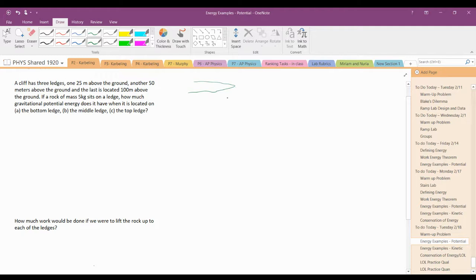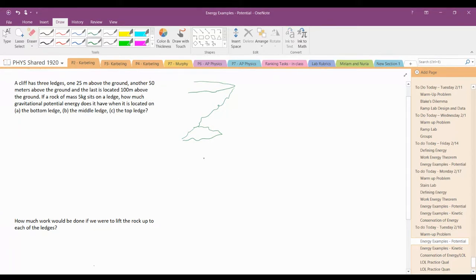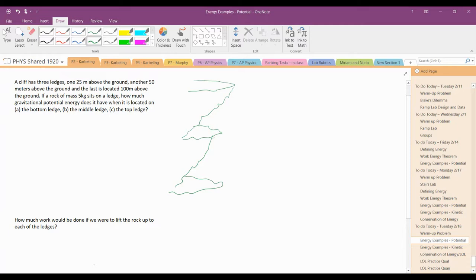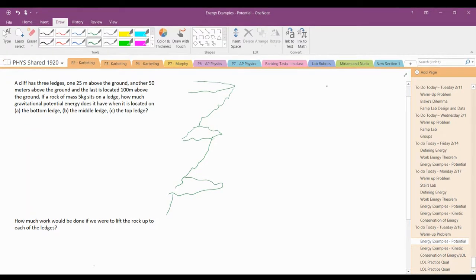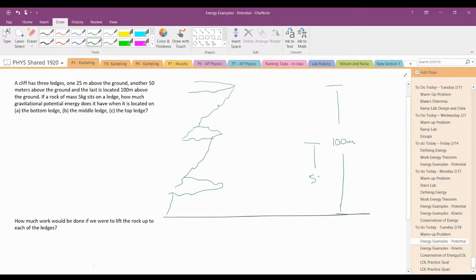Here I've got my rock ledge of the cliff, my second rock ledge of the cliff, and here I've got my third rock ledge of the cliff. And as we said, this top one was 100 meters above the ground. It's the ground here. This is 50 meters. And this is 25 meters.